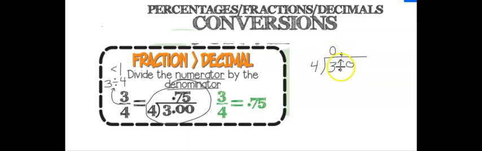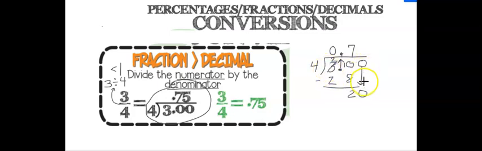0 to my number. 4 goes into 30 7 times. 4 times 7 is 28. And you subtract 30, take away 28. Well, that's just 2. I have a remainder, so I'm not done. I have to keep going till my value here ends or repeats itself.